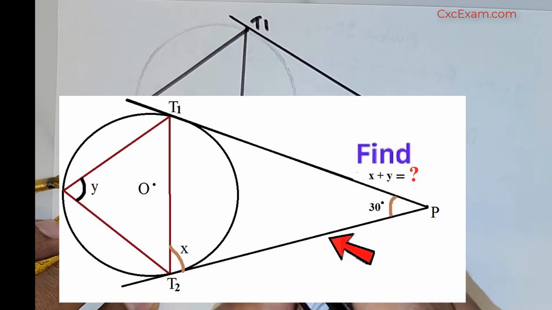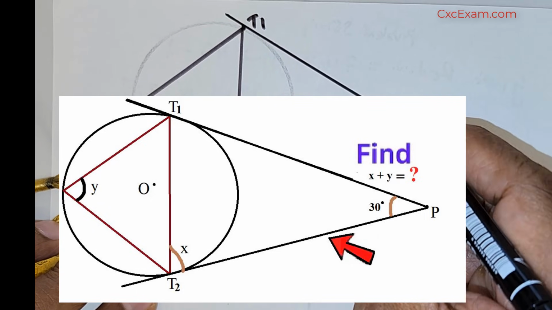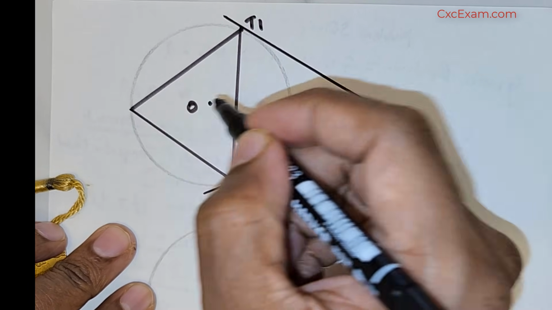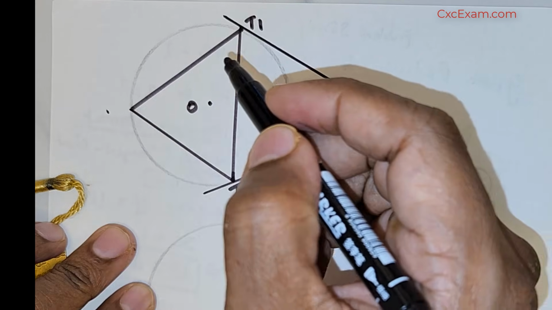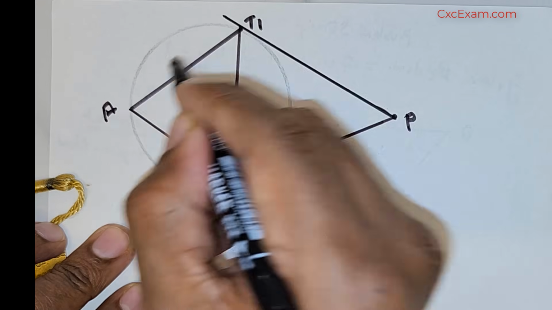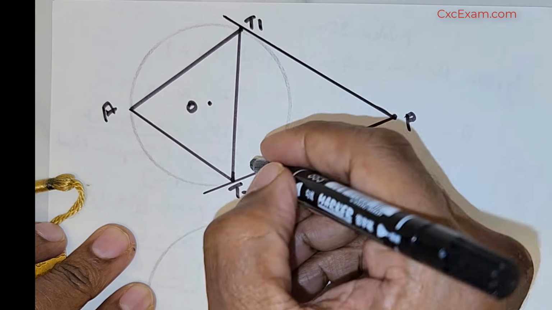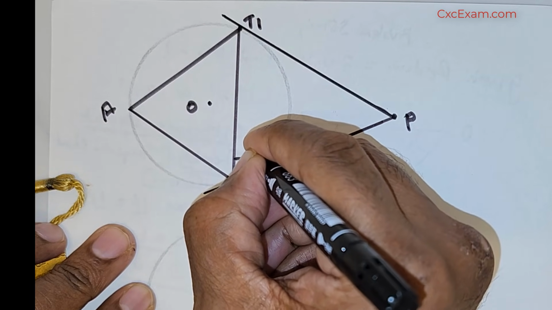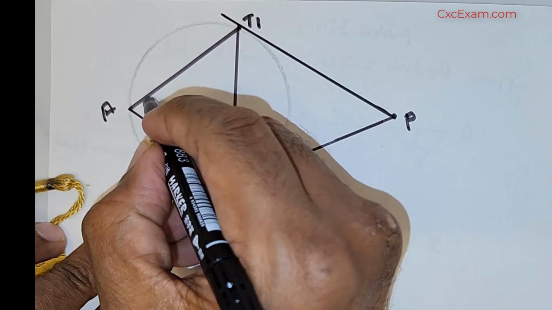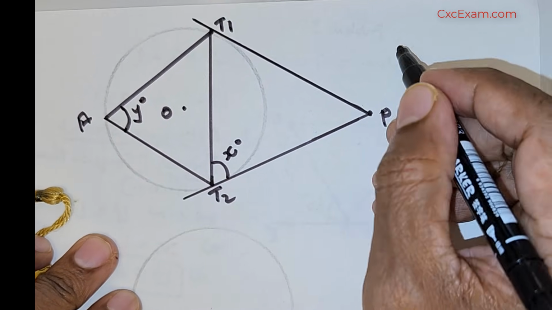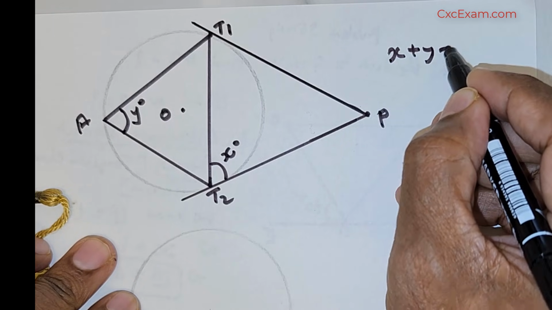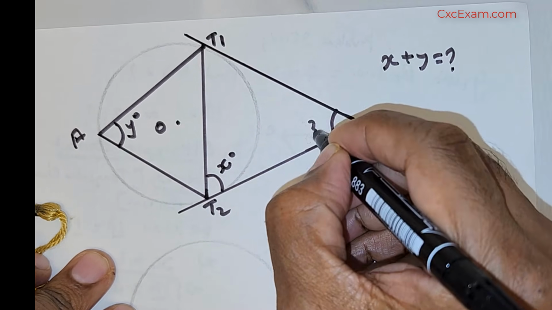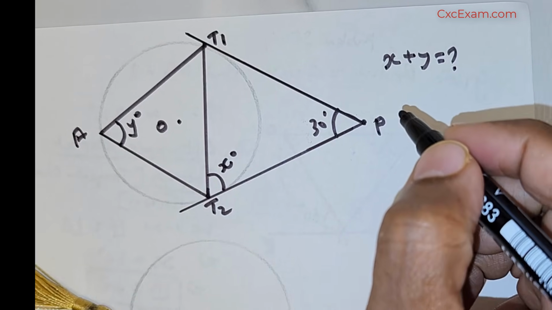So let this be T1, let this be T2, let this be the point P, let this be O, and let this be some A. Now we are given this angle to be, say, x degrees, and this angle to be y degrees. They are asking us to find what is x plus y. This angle is given to be 30 degrees. Okay.